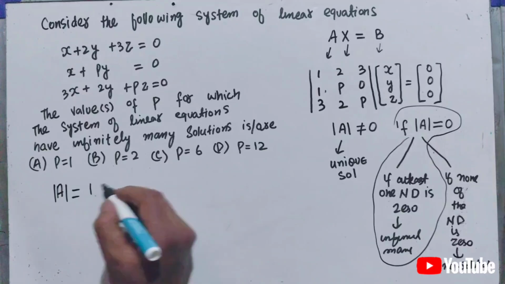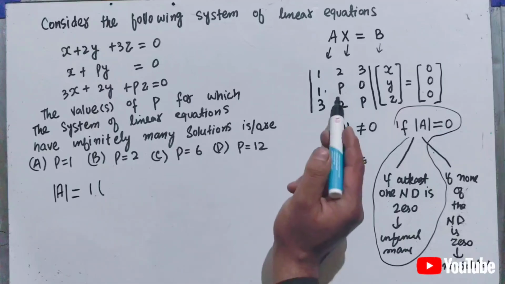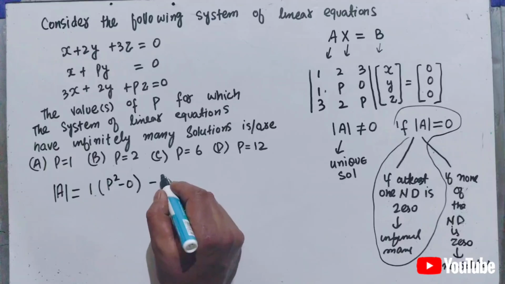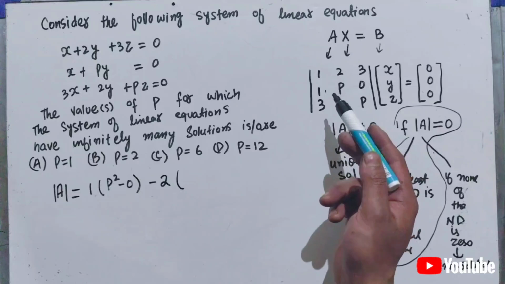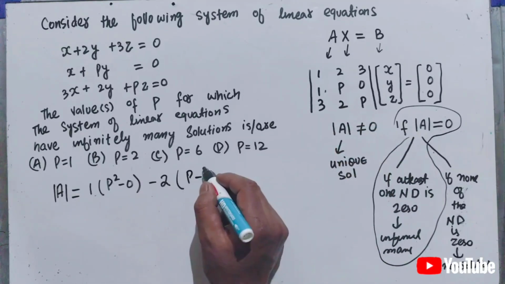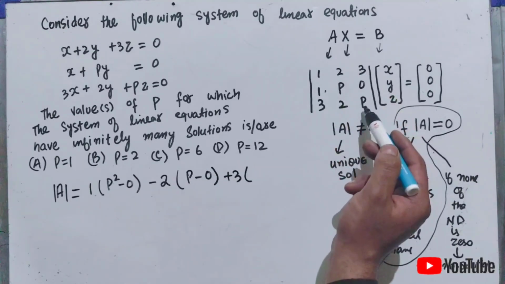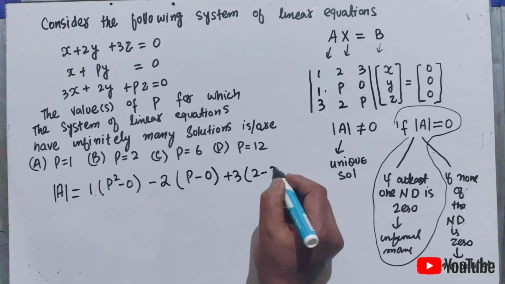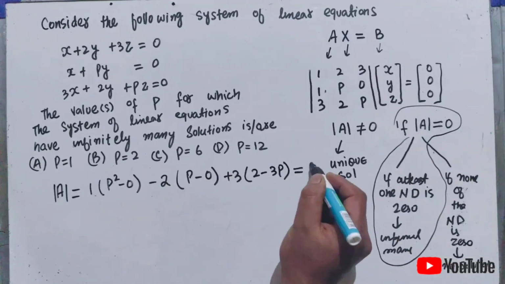We write 1, then delete the row and column in which it appears and take the determinant of the remaining elements. So we have 1 times p square minus 2 into 0, which is 0. Then minus, from the formula, we write 2 and delete its row and column and take the determinant of the remaining elements. So we have 1 into p, which is p, minus 3 into 0, which is 0. Then plus 3, and taking the determinant of the remaining elements, 2 into 1 is 2 minus 3p. For infinitely many solutions, this determinant should be equal to 0.